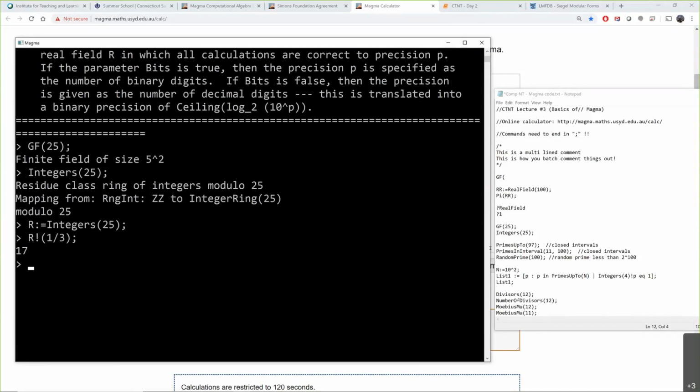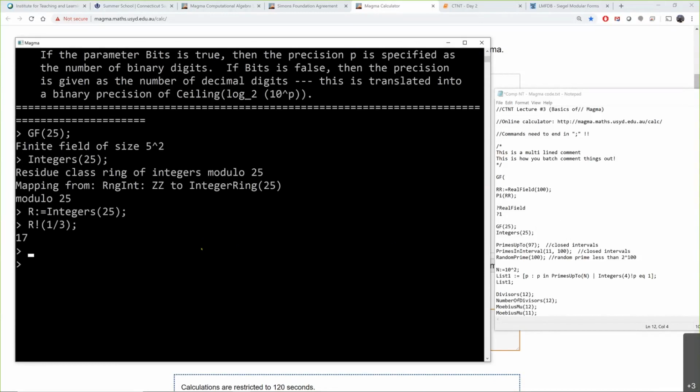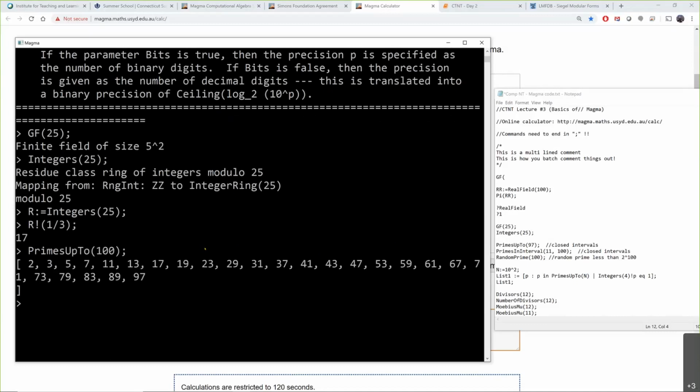All right, let's talk about primes. I can talk about primes if I want a list of primes up to 100. I can do that, or I can talk about primes in an interval using Magma.